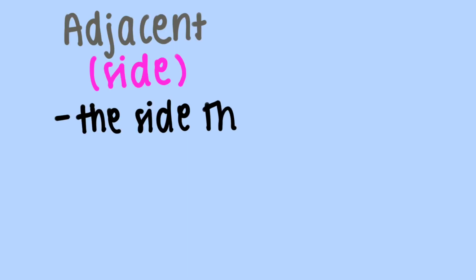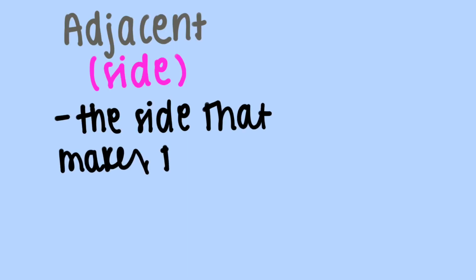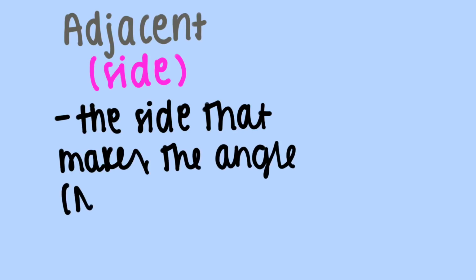And your third and final one is your adjacent side. This one's a little more difficult. You need to know that this is the side that makes the angle, but it's not the hypotenuse. This one's a little harder to find on its own.